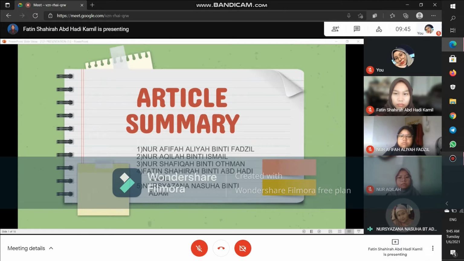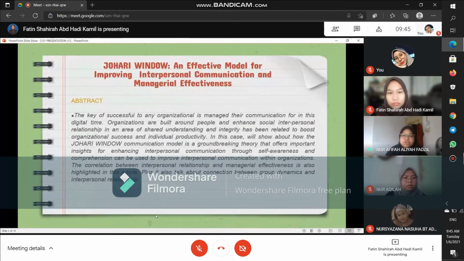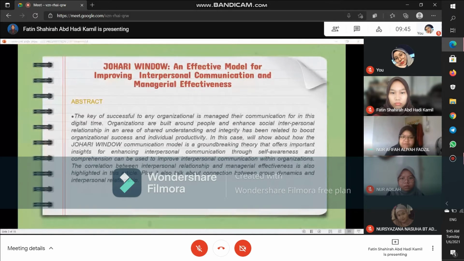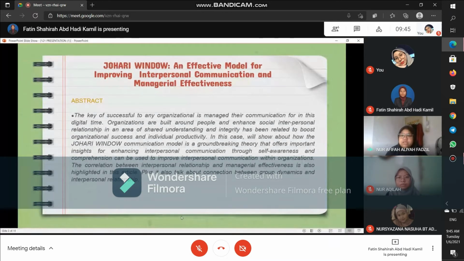I will pass it to Afifah. The first article is Johari Window, an effective model for improving interpersonal communication and managerial effectiveness. The key to success in any organization is managing communication well among people and enhancing social interpersonal relationships in an area of shared understanding, to boost organizational success.